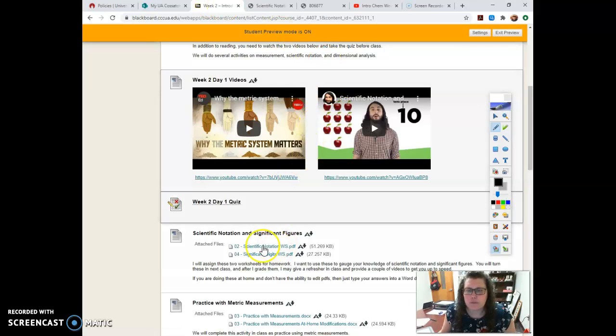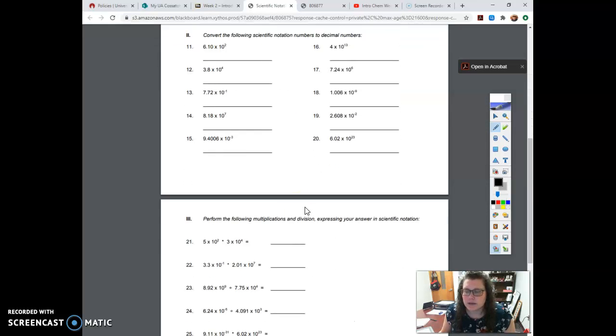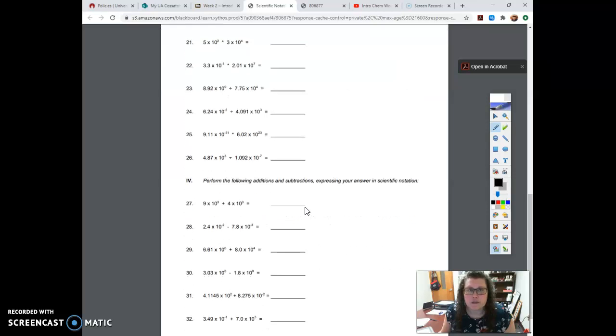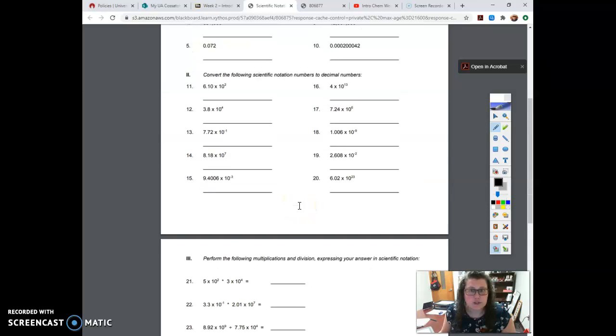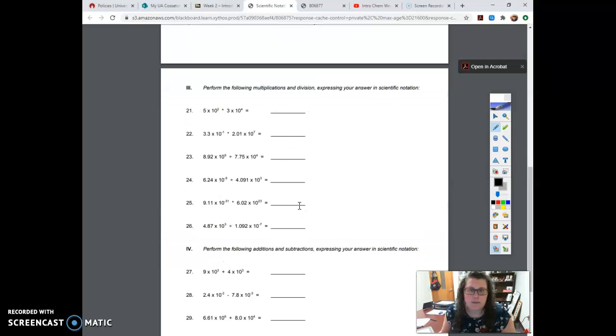So in Week 2, Day 1, I want to take a minute just to look at scientific notation and significant figures, and I have this scientific notation worksheet pulled up for you. Notice that it is 2 pages, and one thing that I would tell you is that you can also work on practicing your significant figures on this scientific notation worksheet as well. That will help you, especially when you get to the second page with parts 3 and 4.